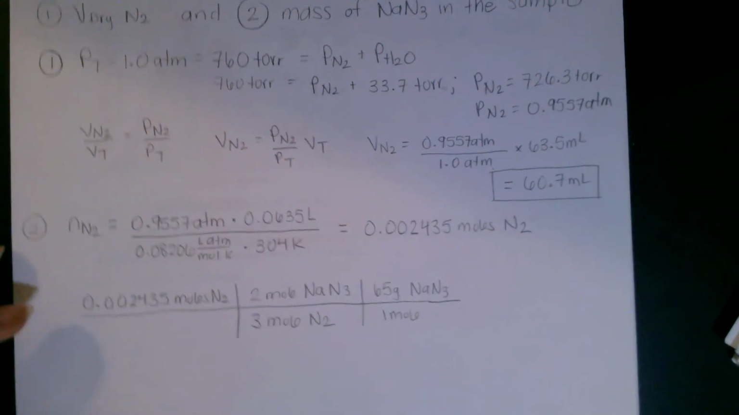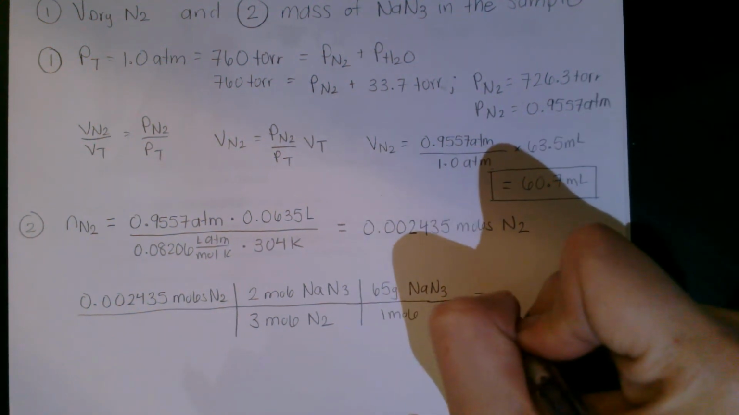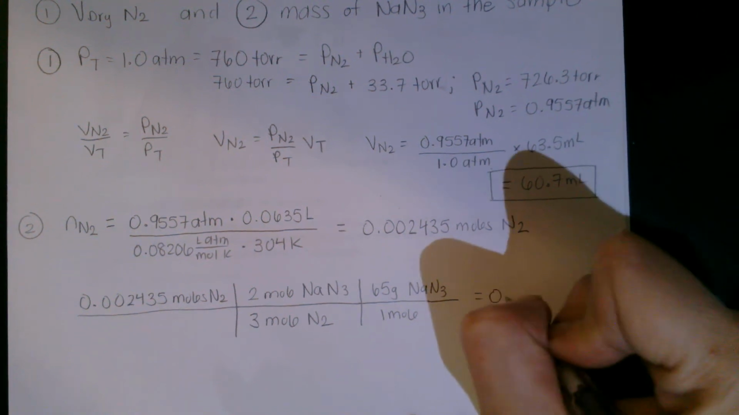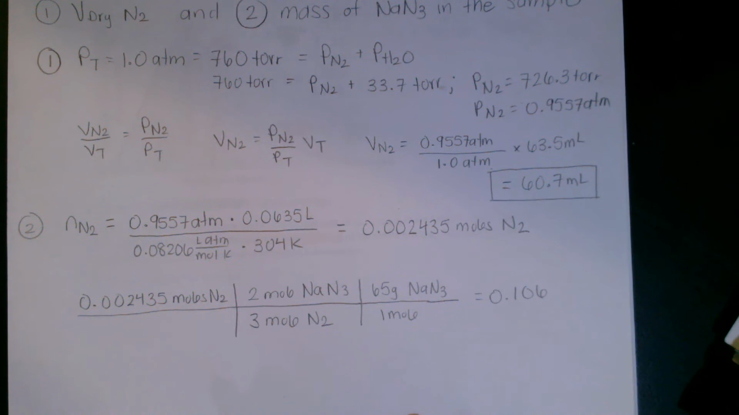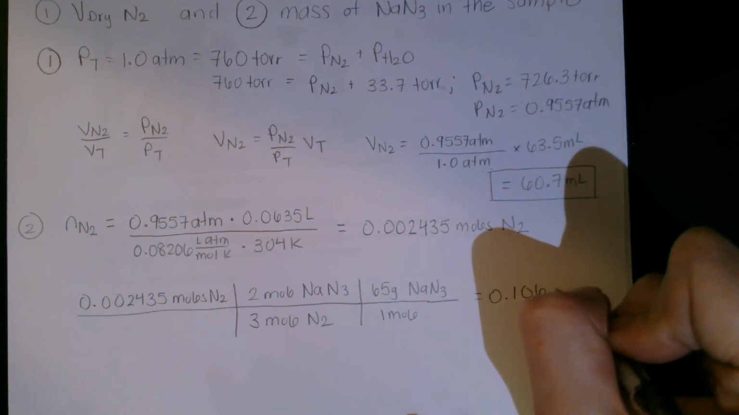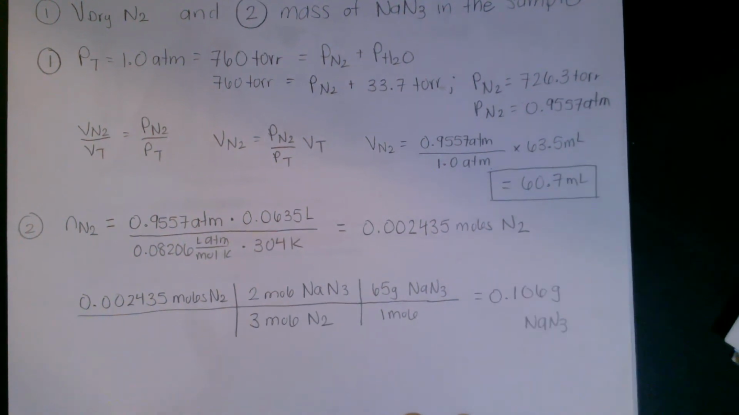Okay, so let's punch this in and solve it. We have 0.002435 multiplied by 2, divided by 3, and then multiplied by that 65. So that equals 0.106 grams of NaN3.